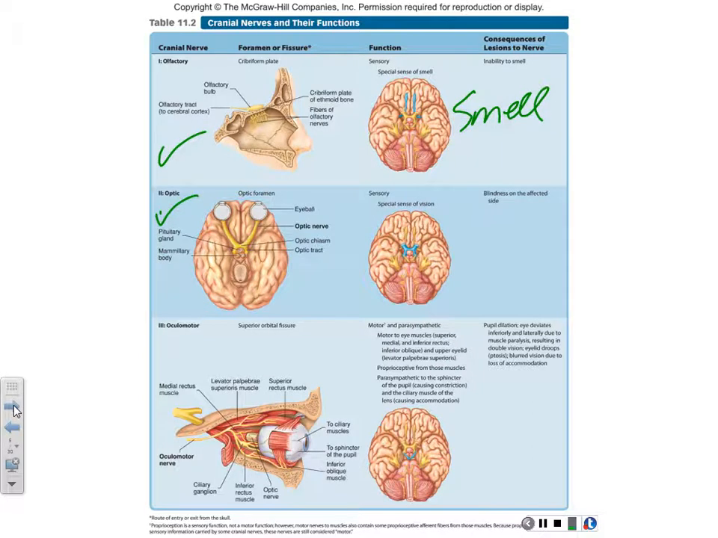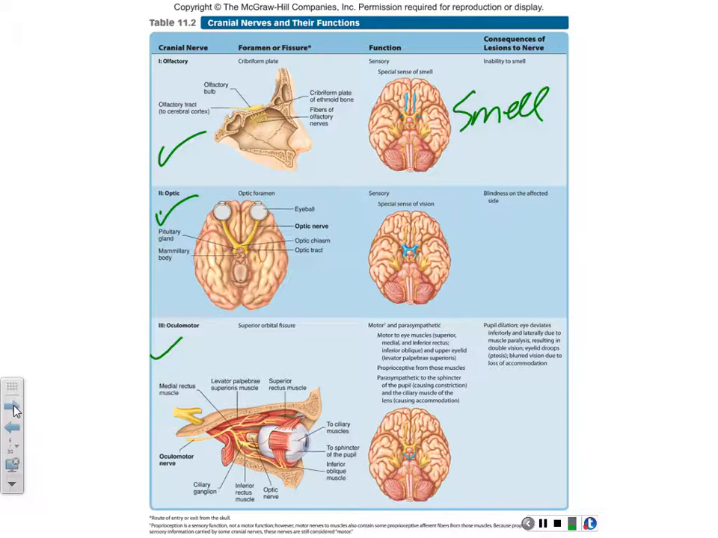Okay, so it's sensory for vision. And of course if something happens, you go blind, right? So this is very easy stuff. Okay. The oculomotor, number 3. Except for number 1, it's got to do with the eyes. You'll find that most of these cranial nerves have to do with the eyes. Okay.